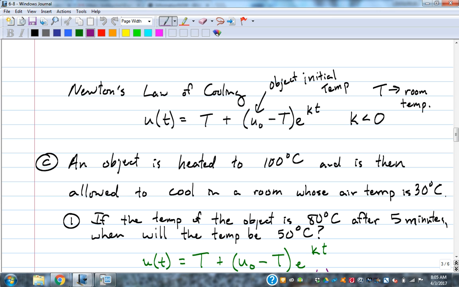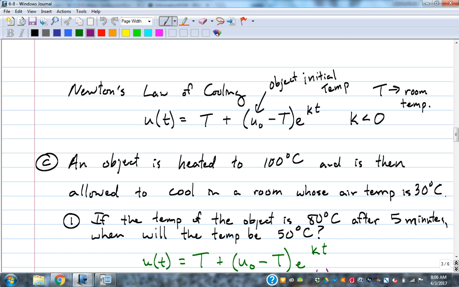So what we're going to deal with here is this example. Got an object that was heated to 100 degrees Celsius, so this probably dropped in some boiling water. It heated it up to 100 degrees. And then it's allowed to cool in a room that's 30 degrees Celsius. And then if the temperature of the object is 80 degrees Celsius after 5 minutes, so our t in this problem is going to be in minutes. It's defined there in the problem. When will the temperature be 50 degrees?